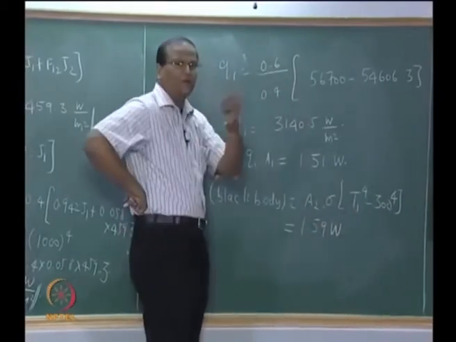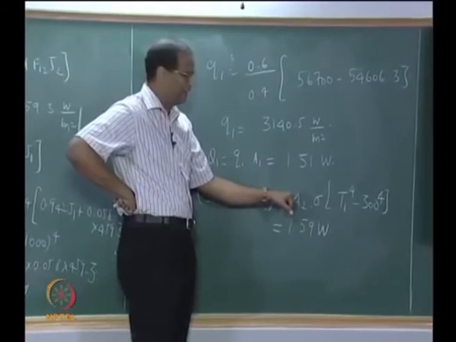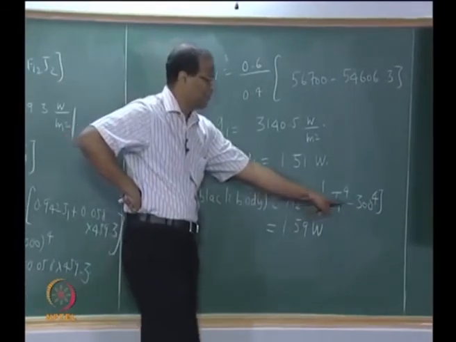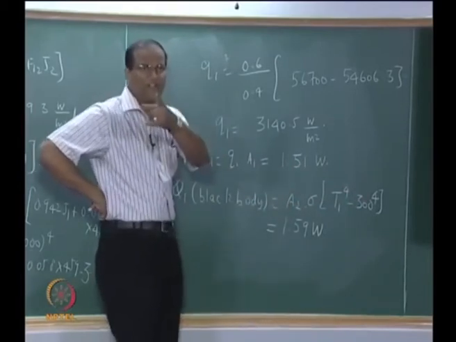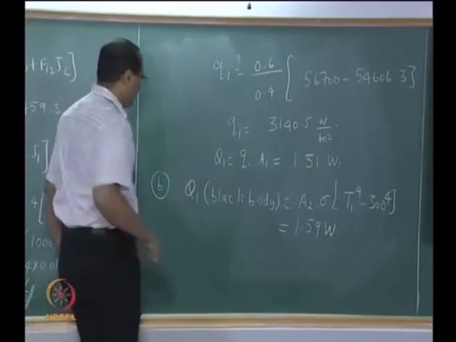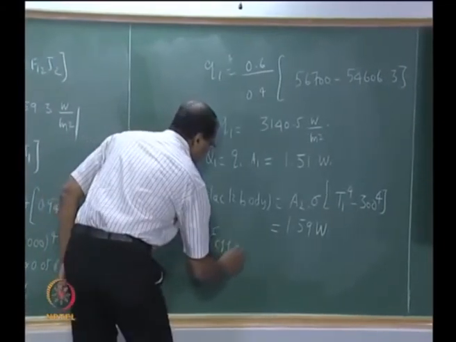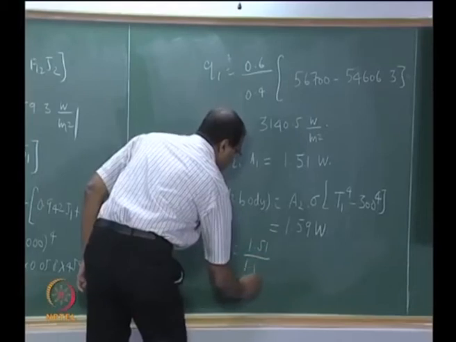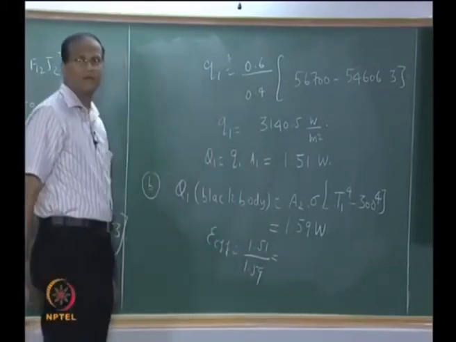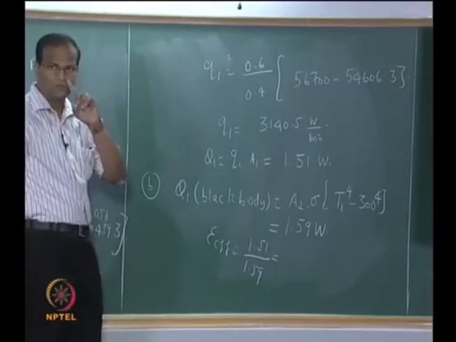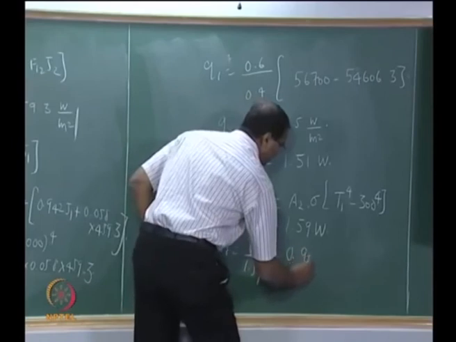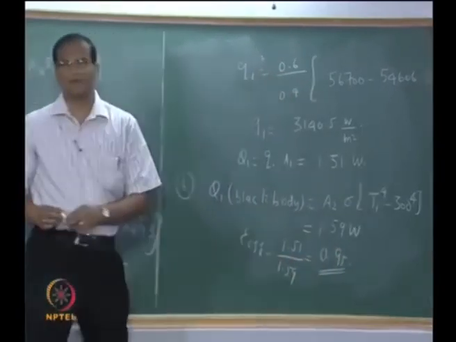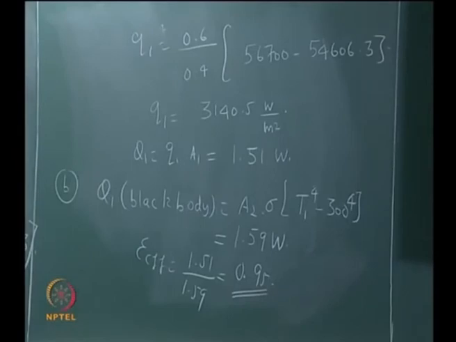A2 is the area of the opening, pi d square by 4, where d is 6 millimeter, Stefan Boltzmann constant, 1000 Kelvin minus 300. Please be careful to multiply only the area A2 because that is from the definition given in the part B of the question. Now epsilon effective equal to, how much is it? Very significant result.